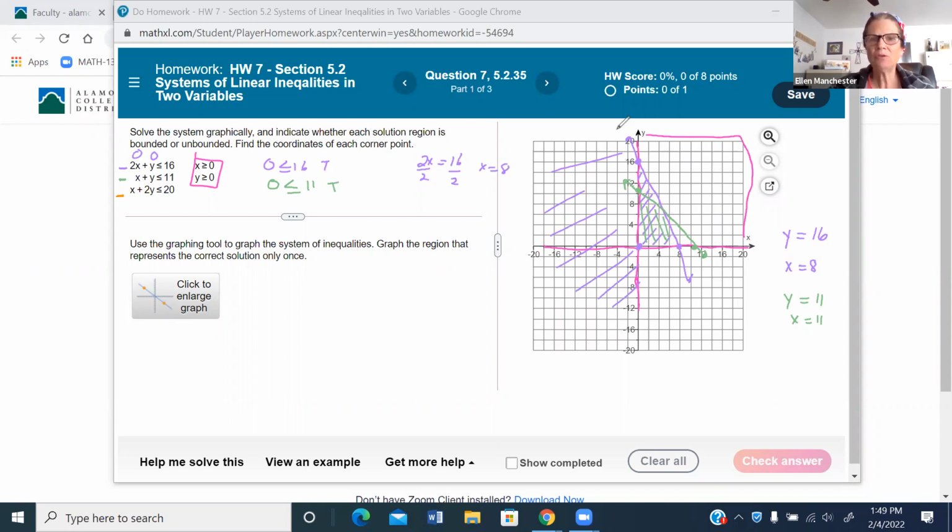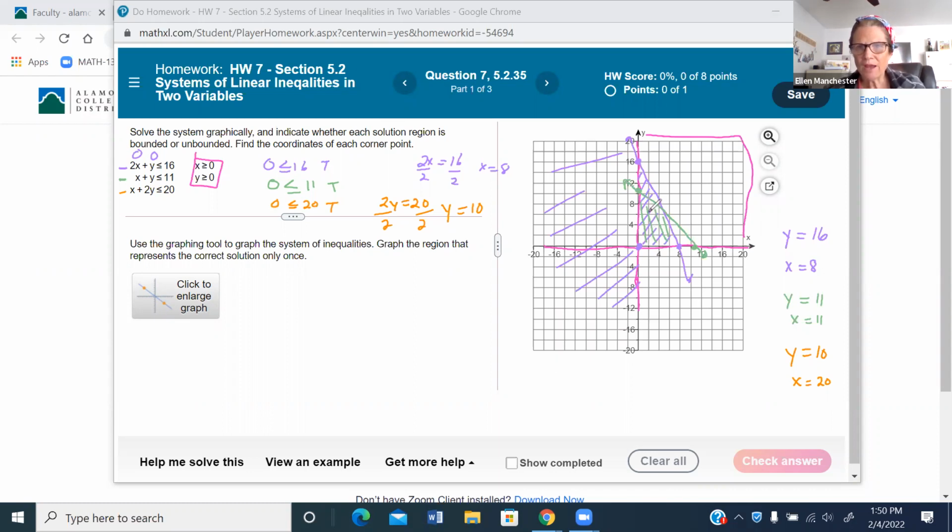Now I'm going to use my orange pen and I'm going to find the intercepts of my orange. So I have 2y equals 20, divide both sides by 2, and I get y equals 10. So in my orange line, I have y is 10, and I come back, I cover up the other one, and I get x equals 20. Okay, so those are my points. Now I come back, I do my test point. 0 is less than or equal to 20. That is also a true statement.